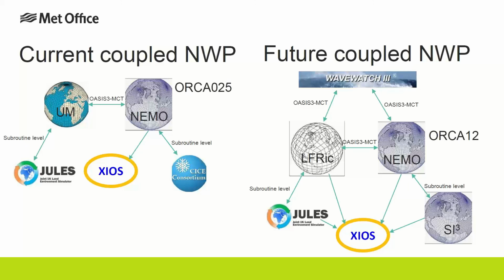The sea ice, we're switching out the CICE sea ice model for the SI3 sea ice model, which is part of the NEMO consortium. All these models output to XIOS. XIOS is the IO server that NEMO uses, but we're going to move to LFRic, and JULES and SI3 all use it. And we're also going to put in an optional wave model, WaveWatch III, which is also going to communicate via OASIS3-MCT. So we're going to have three-way coupling. And WaveWatch III has its own grid as well, so there are three grids to regrid between.